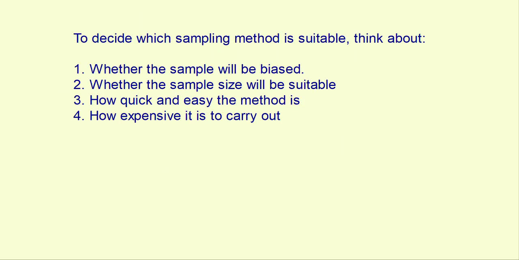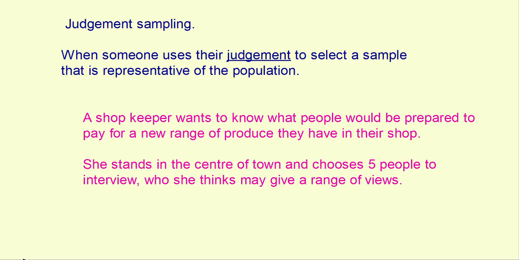Right, to decide which sampling method is suitable, as we're going through these, you need to think whether the sample is going to be biased, the sample size will be suitable, how quick and easy the method is, and how expensive it is going to be to carry it out. And this is what someone who's designing an experiment is going to have to be thinking about all the time. So let's start with judgment sampling.